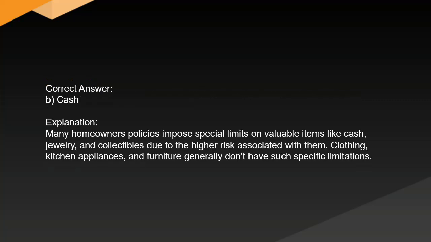Correct answer. B. Cash. Explanation. Many homeowners' policies impose special limits on valuable items like cash, jewelry, and collectibles due to the high risk associated with them. Clothing, kitchen appliances, and furniture generally don't have such specific limitations.